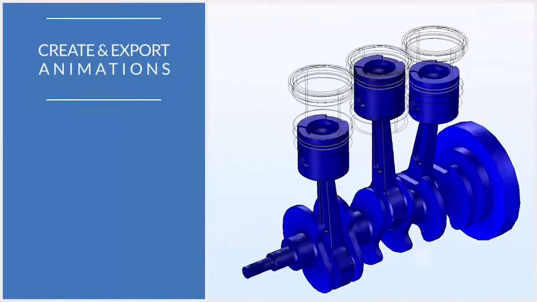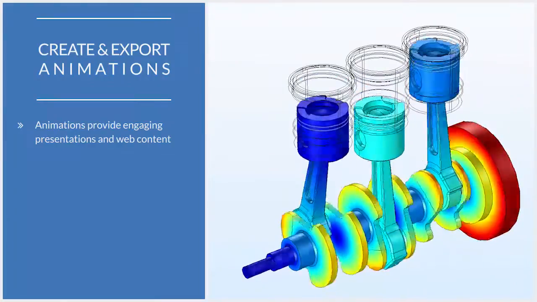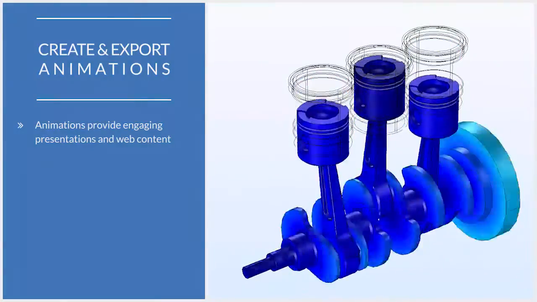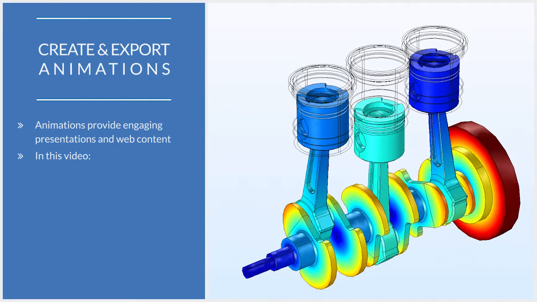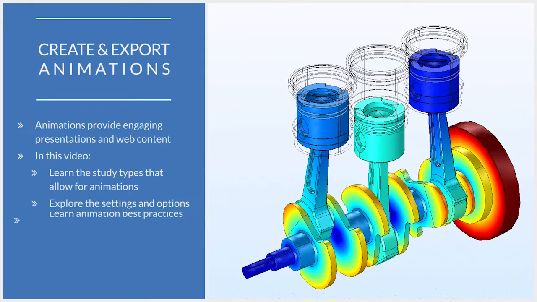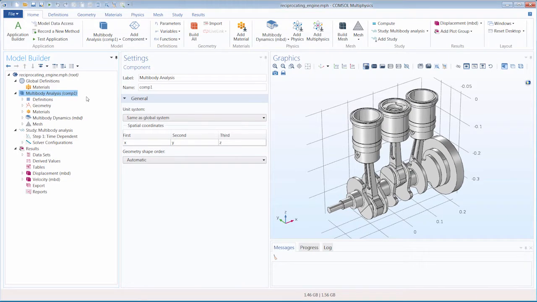Exporting animations from COMSOL Multiphysics is a great way to show visually engaging results in presentations, on the web, or for standalone purposes. This tutorial will show you how to export quality animations. We will go over the study steps that precipitate animations, and then explain the various options, settings, and best practices for creating animations. For this demonstration, we have opened up a multi-body dynamics model, the reciprocating engine.